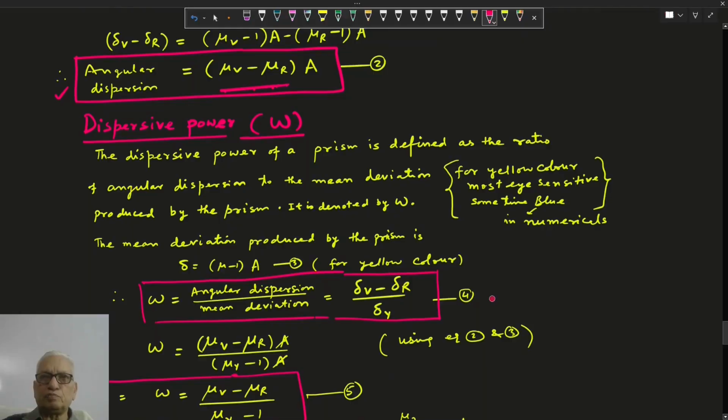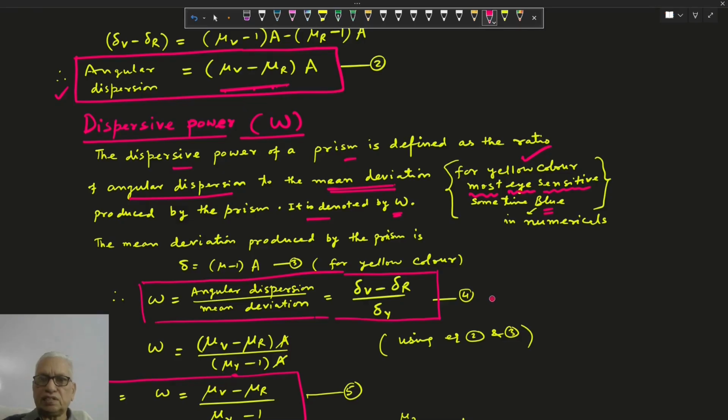The dispersive power. Dispersive power of the prism is defined as the ratio of angular dispersion divided by mean deviation. Mean deviation is for the yellow color. Sometimes in numericals it is blue color, but blue color is the dominant color, otherwise yellow color is used. Why are we taking it as mean? Although it is not a mean, it is the most sensitive color to our eyes. That's why yellow color is treated as the mean color. So this dispersive power is denoted by omega.